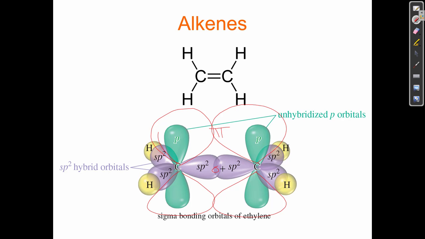So the sigma bond can rotate. If the p orbital starts moving like a propeller spinning around in a circle, that doesn't disrupt the sigma bond. But it does disrupt the pi bond, because you can see that the pi bond is created by the overlap of these two parallel p orbitals. And so if this one were to start spinning, it's going to disrupt this overlap here and this overlap down here. So a pi bond cannot spin. A sigma bond can spin.